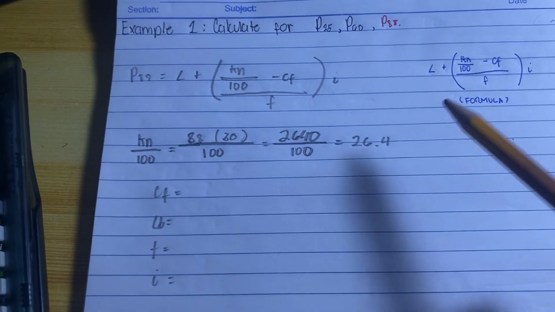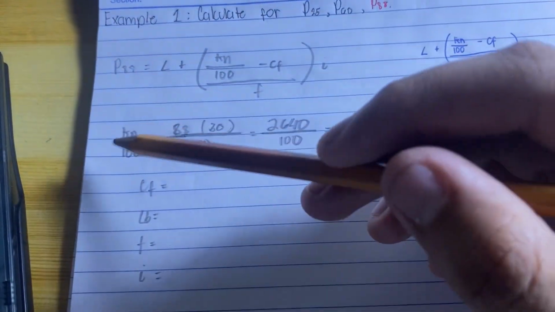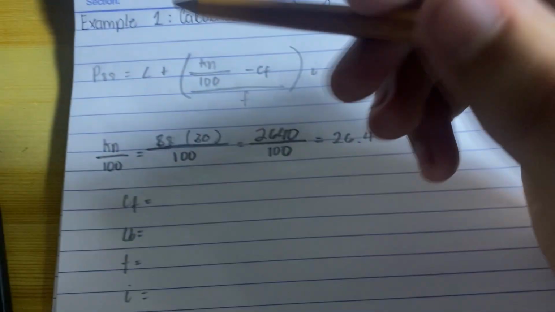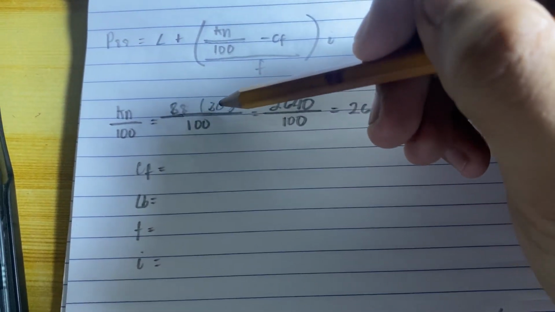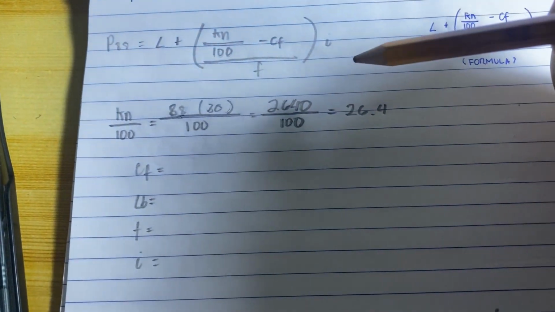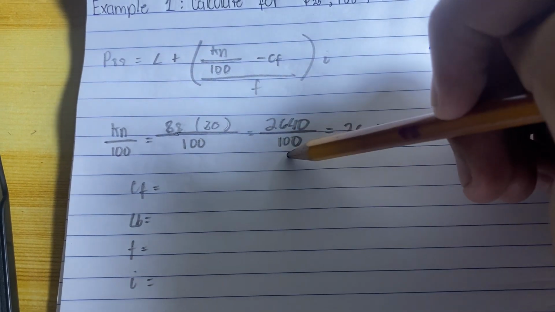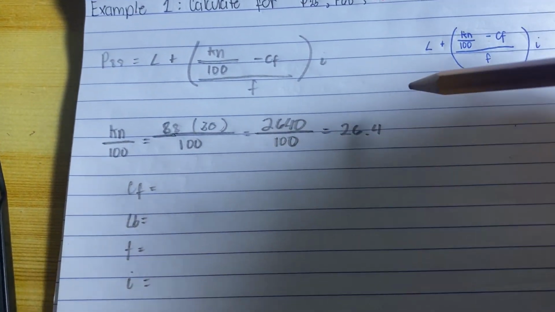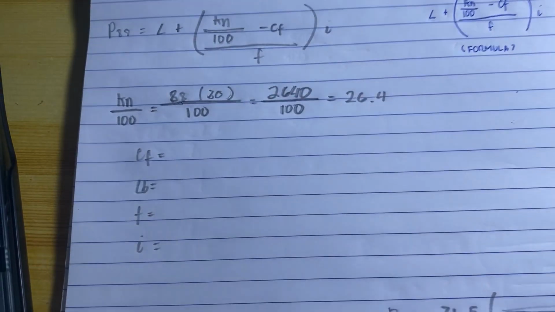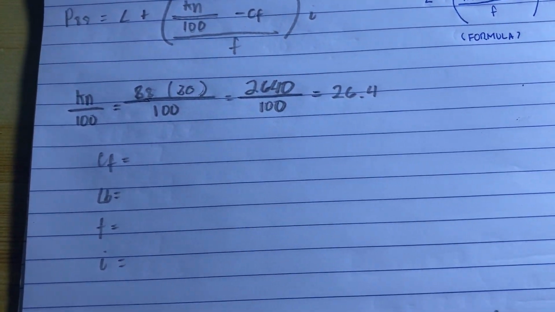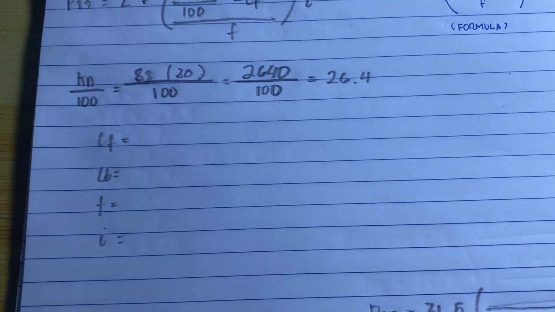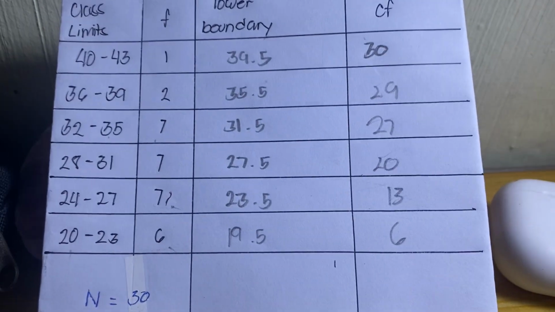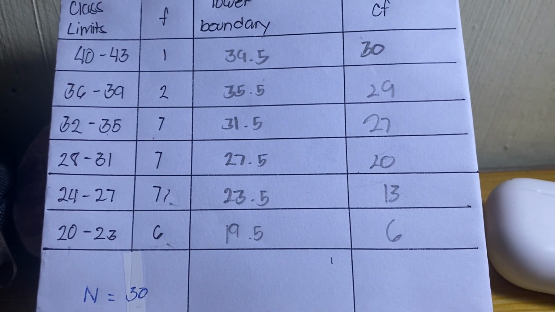For solving the 88th percentile, parang same lang dun sa dalawang nauna na sinolve natin. So, ni-write down ko na agad kasi hanapin natin agad yung K dyan. So, substitute is 88 times 30 over 100 is equals to 2640 over 100. So, 2640 divided by 100 is equals to 26.4. Tingnan na natin ulit yung table para mahanap kung anong class siya.